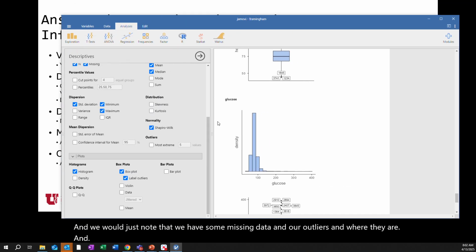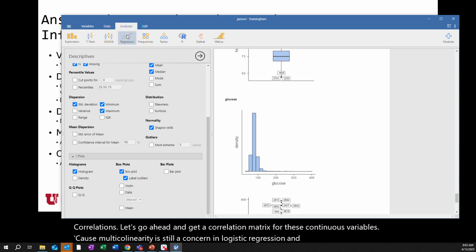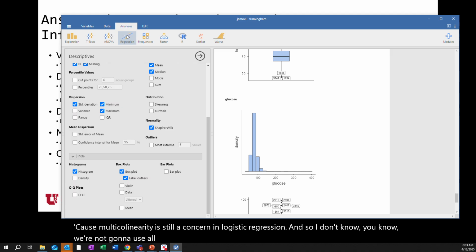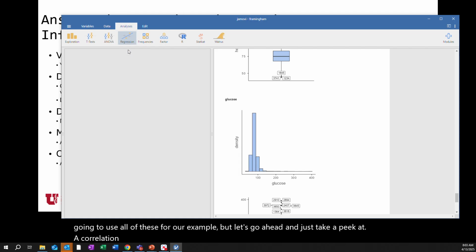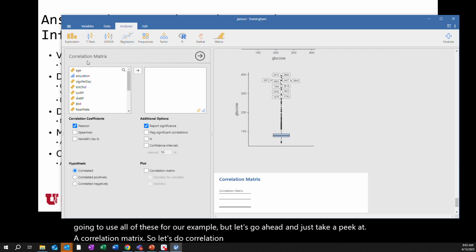Correlations. Let's go ahead and get a correlation matrix for these continuous variables, because multicollinearity is still a concern in logistic regression. And so I don't know, we're not going to use all of these for our example, but let's go ahead and just take a peek at a correlation matrix. So let's do correlation matrix.